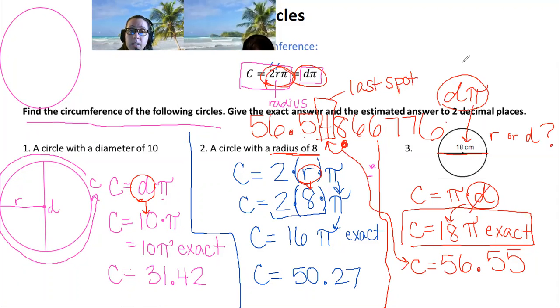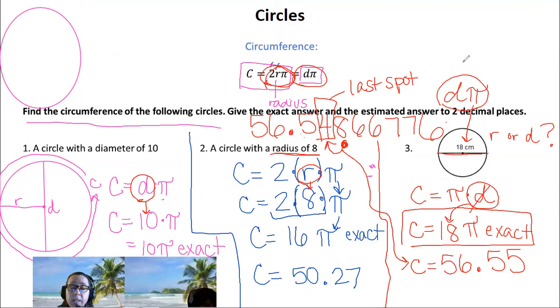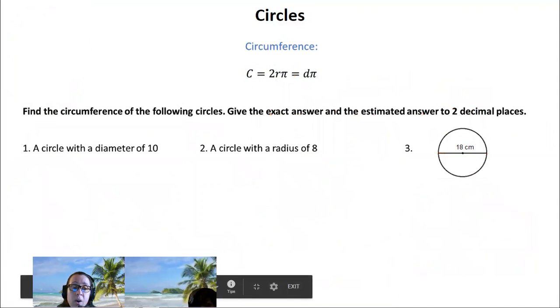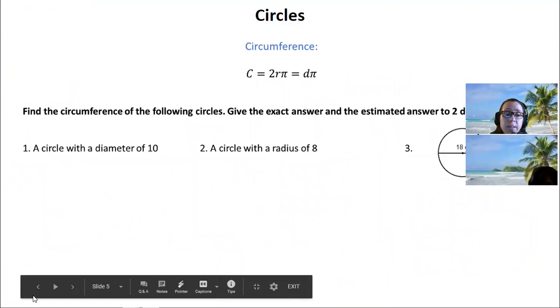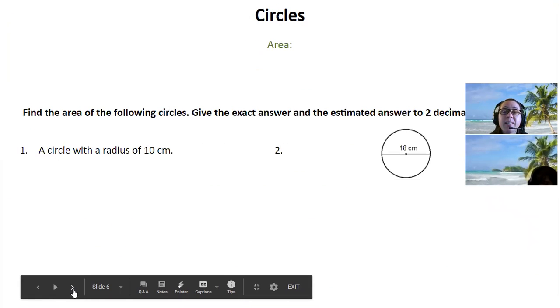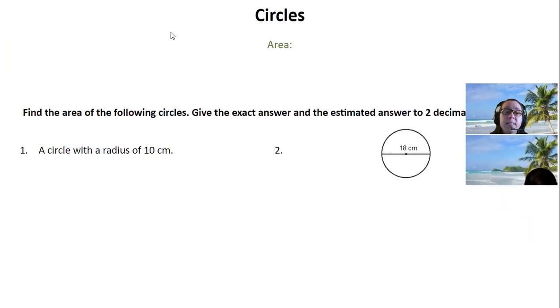All right. I have too many things open on my screen, guys. I do. So now that I've confused you with circumference, no, I'm just kidding. Now that we're done with that, let's talk about area. We got to find the area, guys.